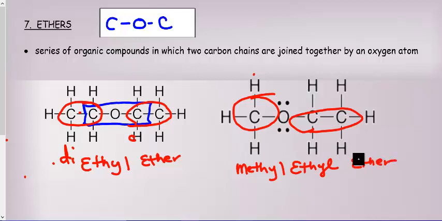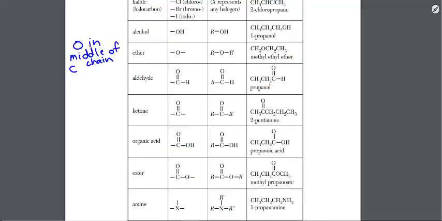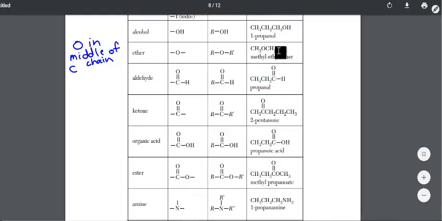Don't sweat the naming. Usually what I do, because I forget all these rules from year to year, is I just look at the example in the reference tables that they give, which is exactly the one that we just did. Here's your oxygen in the middle. You look to the left, there's 1 carbon, methyl. You look to the right, there's 2 carbons, ethyl, and it always ends in ether.